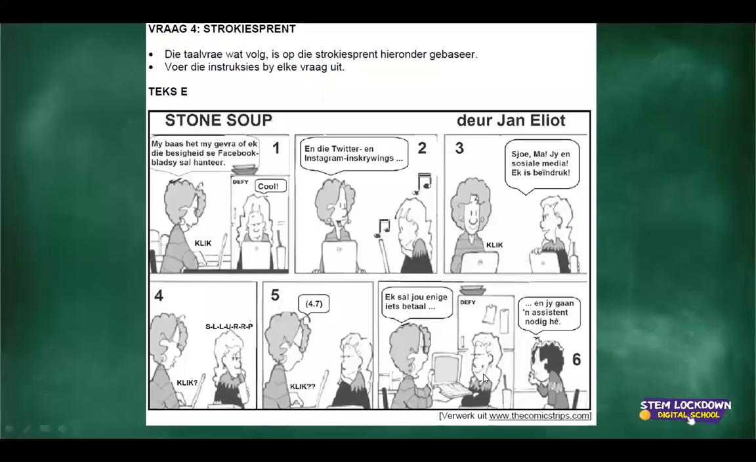Kijk daar, so like die dochterkie, she looks smug. So, and then die boetie, hy sê, en jy van een assistent nodig het. The brother says, and you will need an assistant because if mom is paying the daughter to manage these accounts, he wants to get some money out of the deal as well. Okay, so daar is nou 'n klomp goedjies waarna ons moet kyk in die strookie sprent. Okay, there's a lot of little things that we have to have a look at.